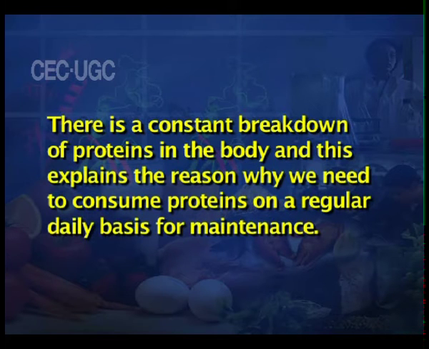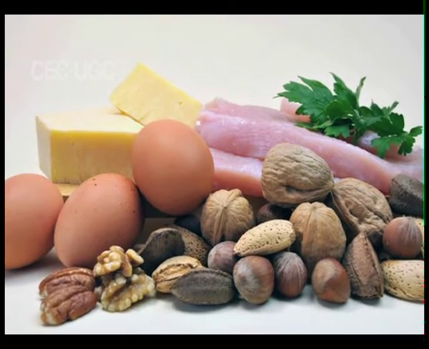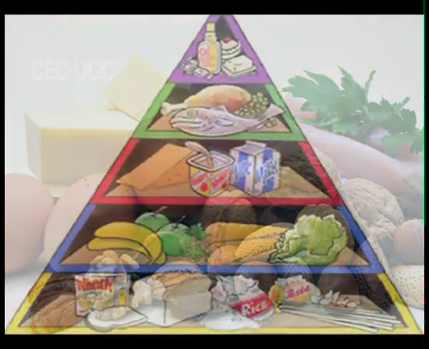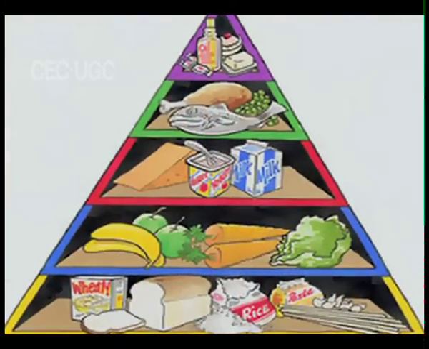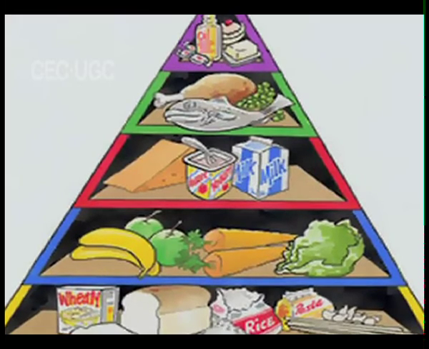There is a constant breakdown of proteins in the body, and this explains the reason why we need to consume proteins on a regular daily basis for maintenance. It therefore becomes of prime importance to ensure that the daily requirement of protein is met from the diet, which provides proteins through a number of sources which are both vegetable and animal origin.